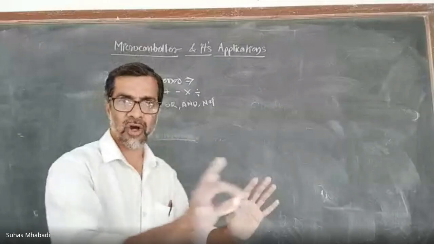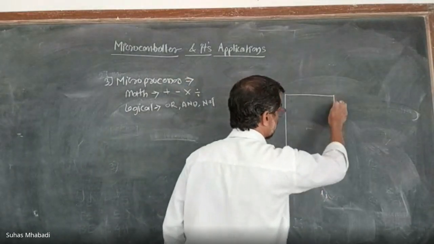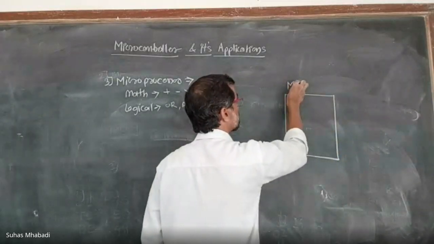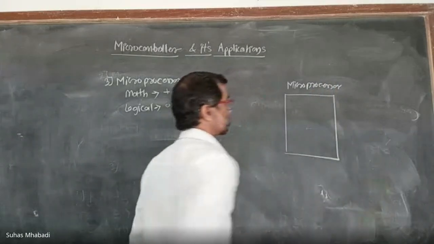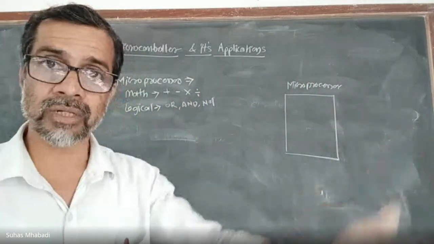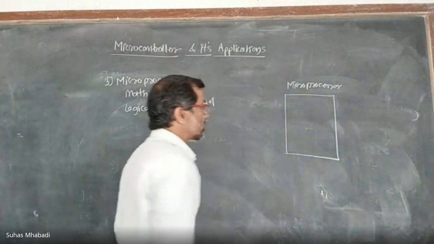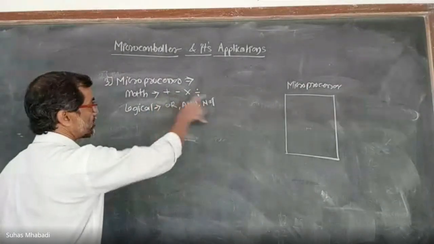So let me draw a block. This is called a microprocessor. Next lecture will convert processor to controller, microcontroller. But processor should be known to you. Okay. Now the task is what? The task is to perform the operation.